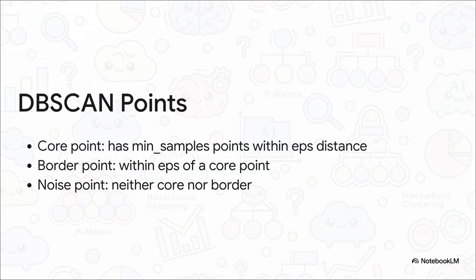Instead of hunting for perfect spheres, this algorithm is all about looking for dense crowds of data. It assigns points a specific neighborhood status based on a search radius, which we call EPS, and a minimum crowd size. A core point is right smack in the thick of a dense crowd. A border point is just hanging out on the edge of that crowd. And a noise point?